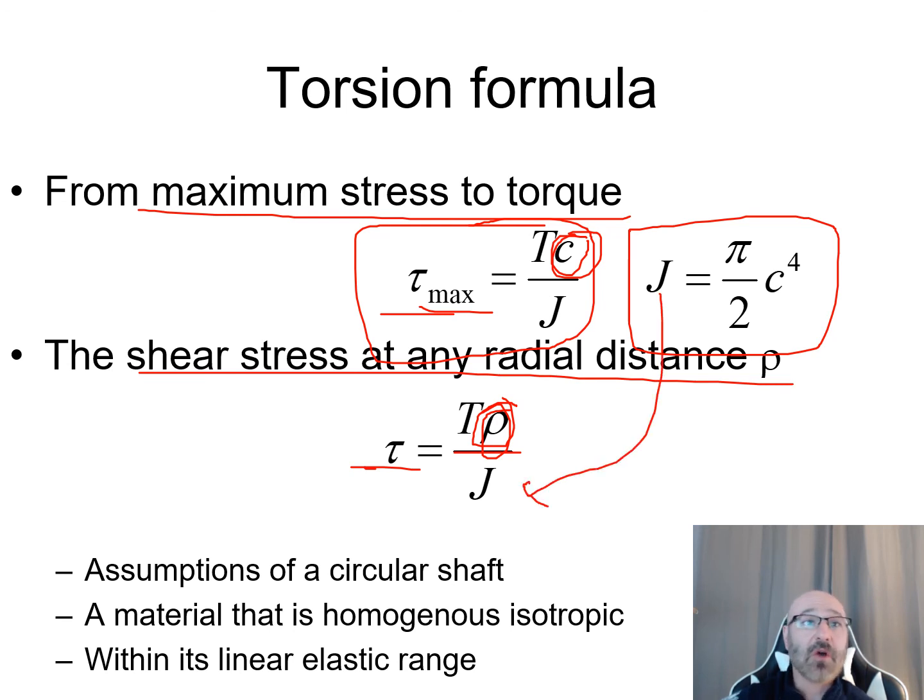So the assumption is for a circular shaft when we're using this relationship, and a homogeneous isotropic material that's within its linear elasticity.